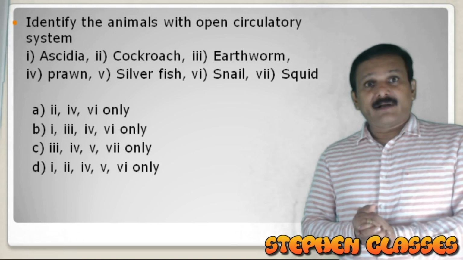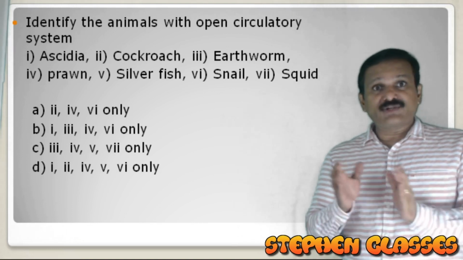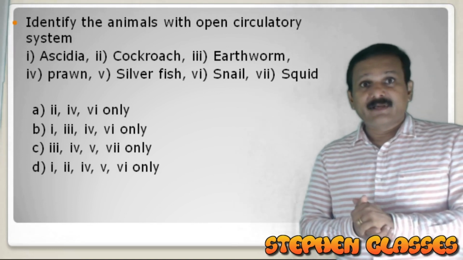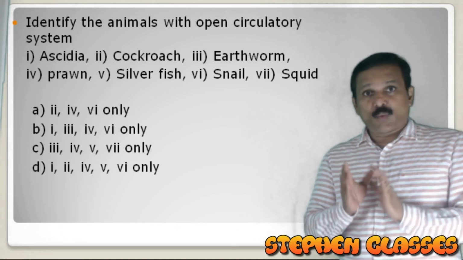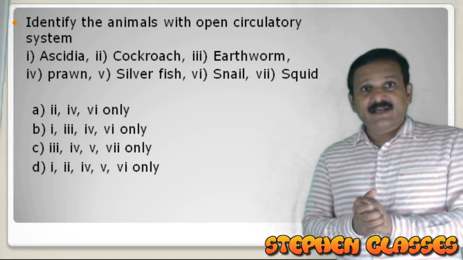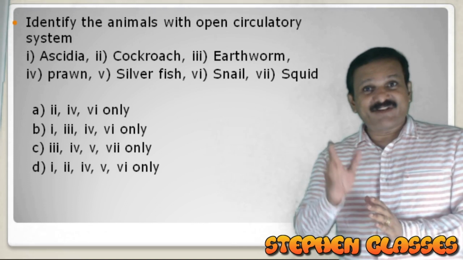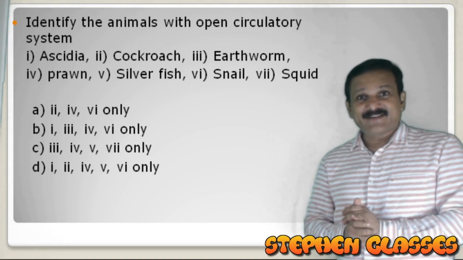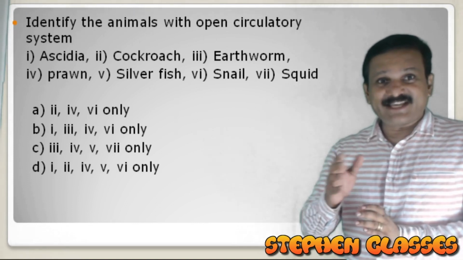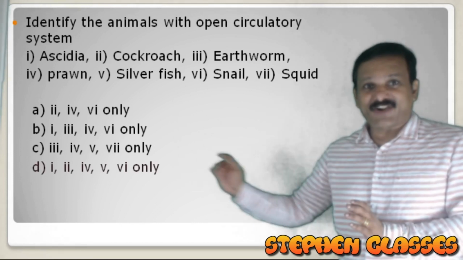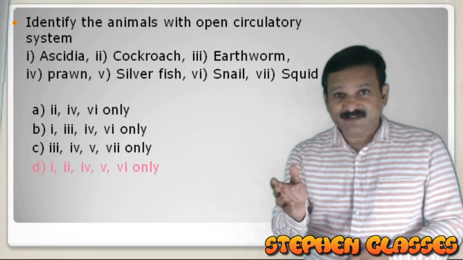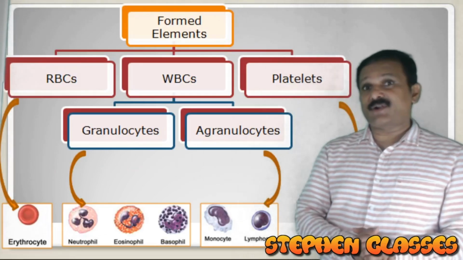So Ascidia, cockroach, prawn, silverfish, snail: 1, 2, 4, 5, 6. I mean option D will be our answer. Right? So the correct answer will be option D here. You have the answer shown here. So shall we move to our next question? Here we have the next question on the screen.